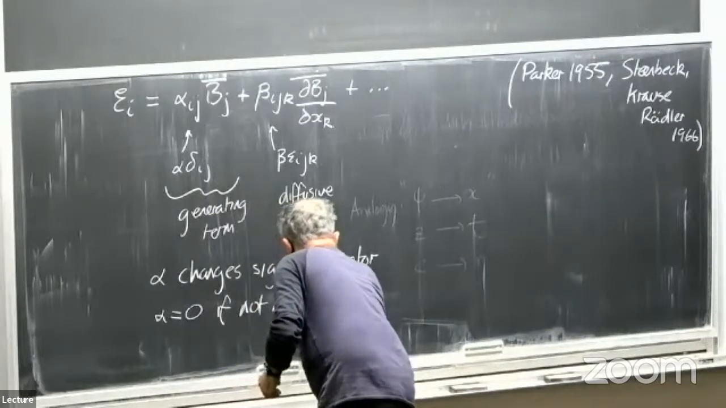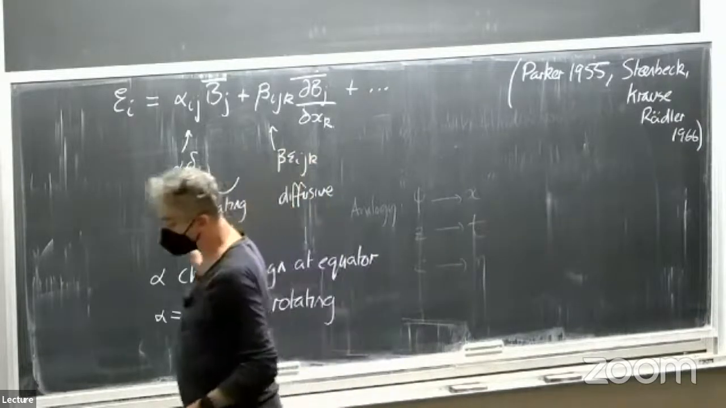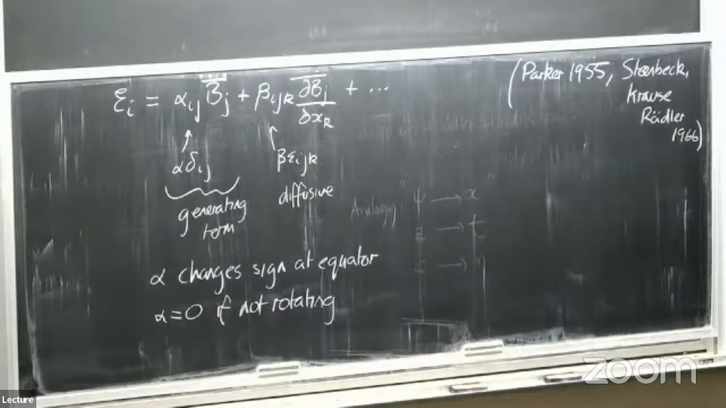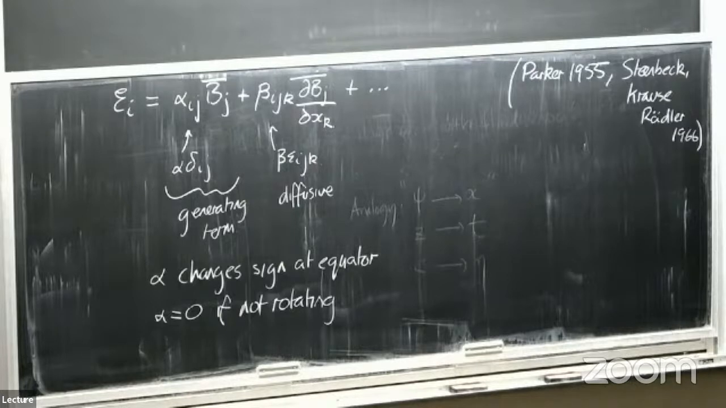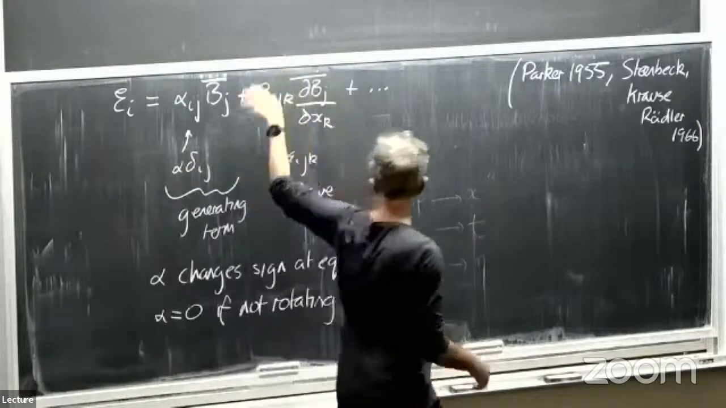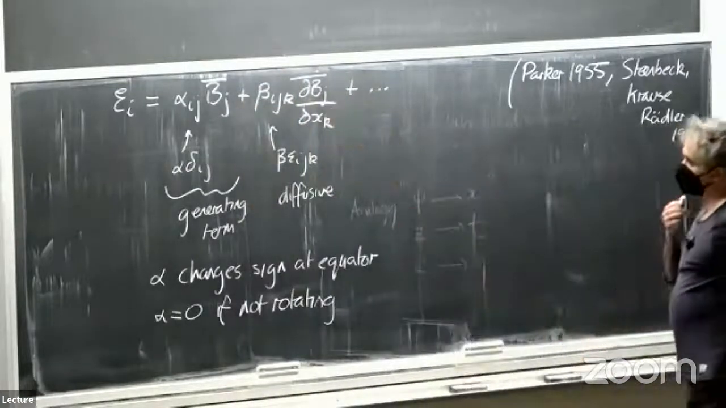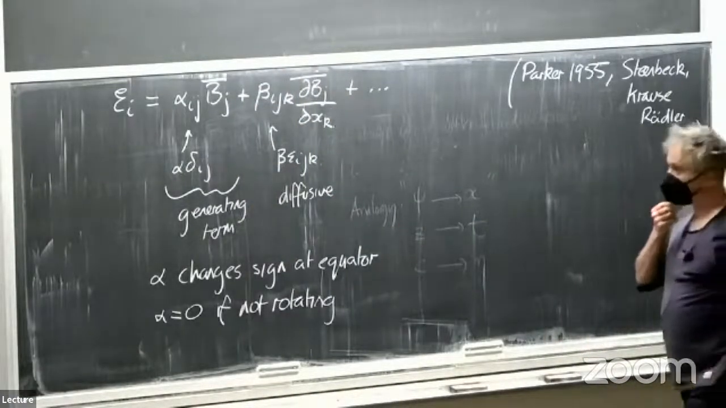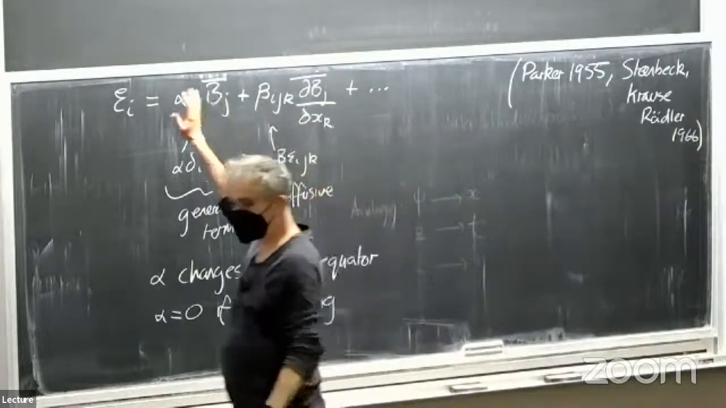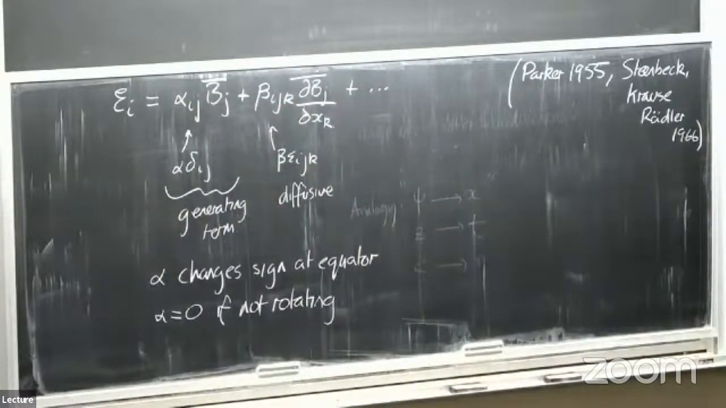So I haven't done any work, but I've already got two very important results out. Whatever I choose as a plausible candidate for a function for alpha has to change sign at the equator. And if the planet or star is not rotating, alpha is 0, and I just have what's called turbulent diffusion. So this is very interesting, and these kinds of models were solved for an awful lot.